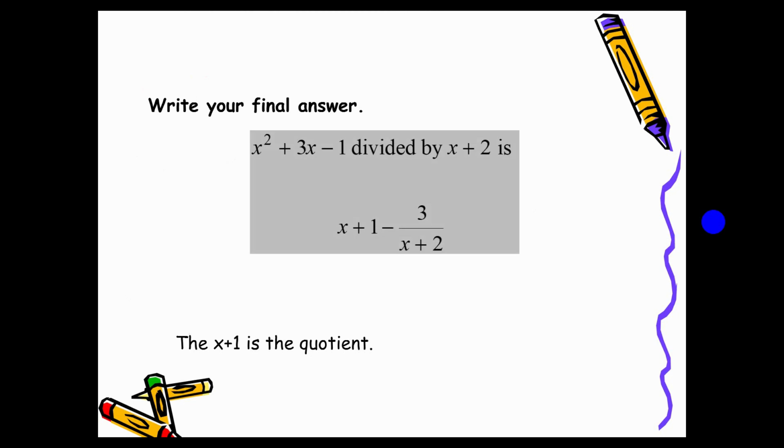So x squared plus 3x minus 1 divided by x plus 2 is x plus 1 minus 3 all over x plus 2. So the x plus 1 is the quotient and the negative 3 over x plus 2 is the remainder.